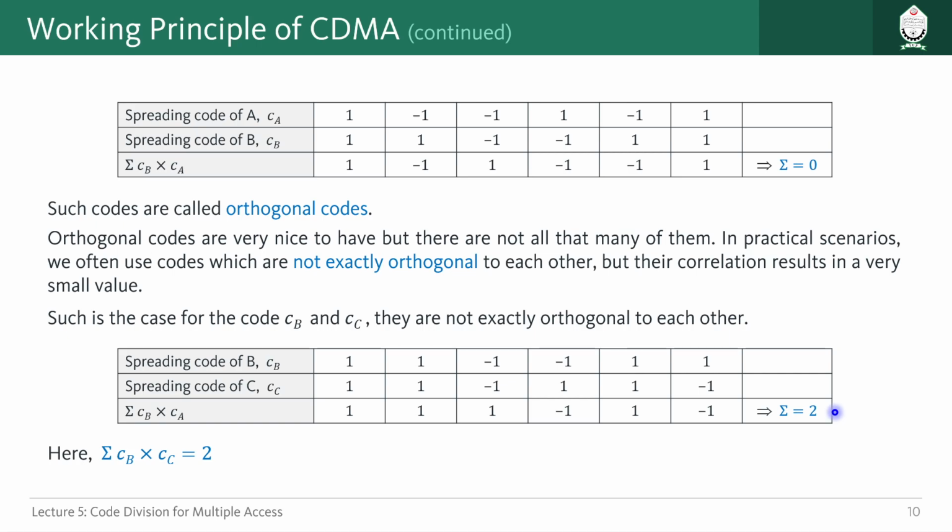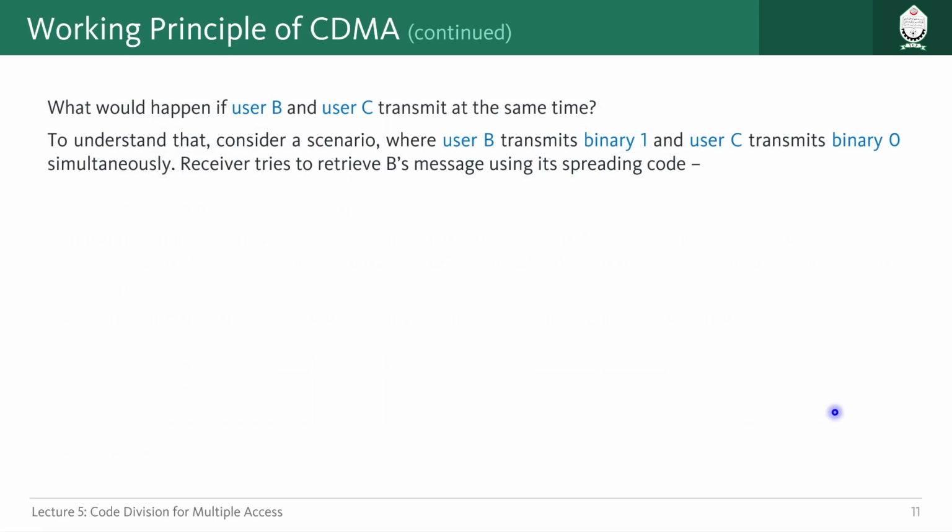So this kind of codes can also be used, but they will cause some kind of interference in the channel, and obviously we have some techniques to mitigate those if the amount of interference is much less. So for this kind of scenario, what can happen? To understand that, let us assume that user B and user C are transmitting at the same time at the same channel. So for that case, user B is transmitting binary 1, user C is transmitting a binary 0 in the same channel simultaneously.